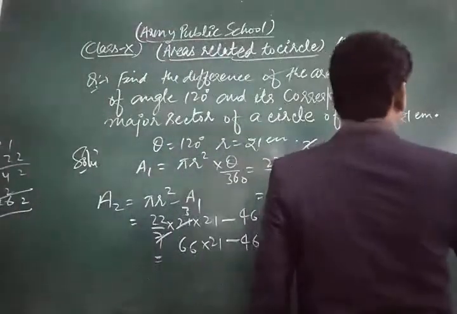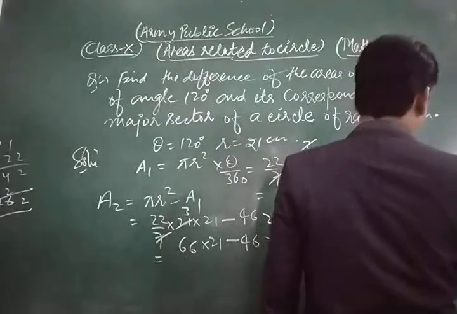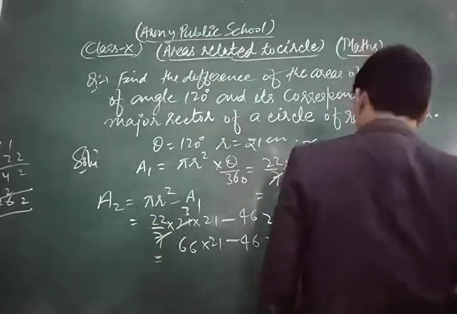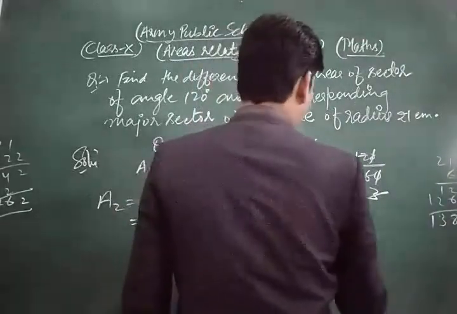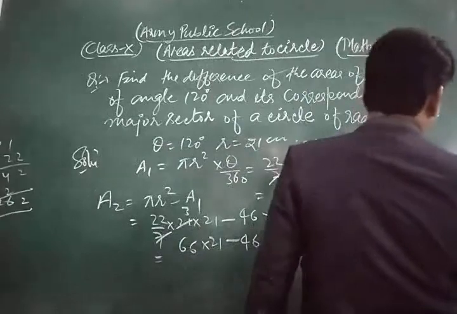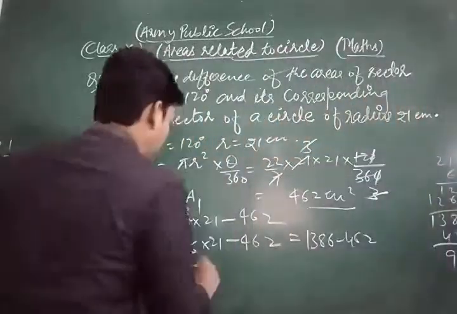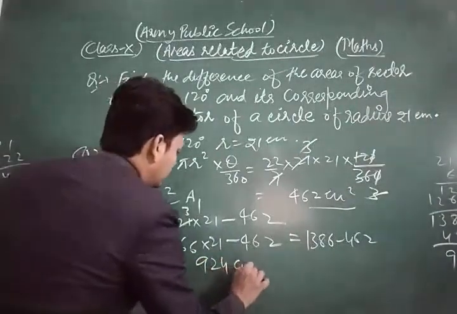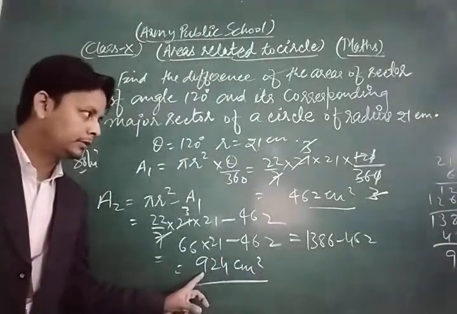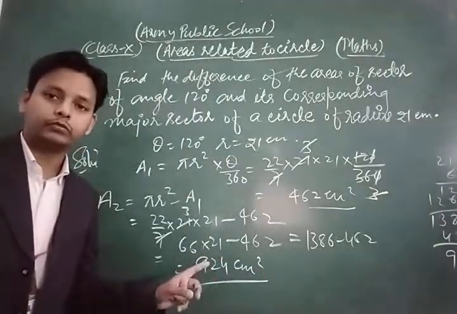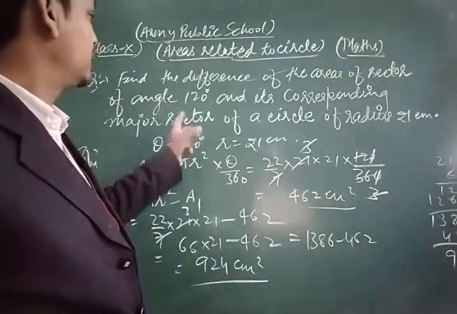So now we have 1386 minus 462, so 462 minus, 924. That is 924 centimeter square. So 924 centimeter square is the area of its major sector.